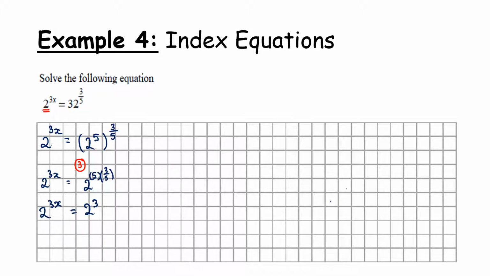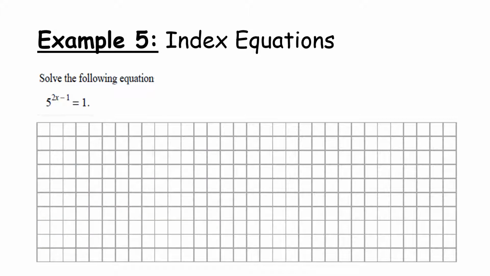Now, let's take this part here. So I have 2 to the power of 3x and a 2 to the power of 3. Since I've broken this down into having the same base on both sides, what I can do is ignore the base. Because if the base numbers are the same, I can then say that the indices must be the same. Therefore, 3x must equal 3. So I'm looking at this power here must equal this power here. And simplifying that down by dividing both sides by 3, I get x is equal to 1.